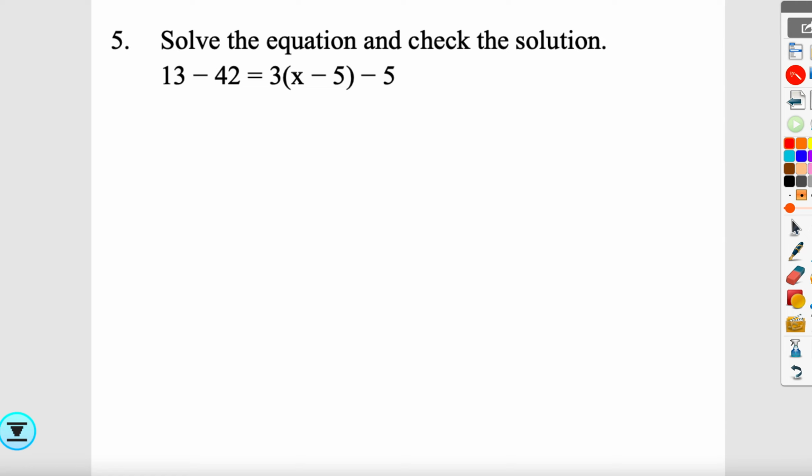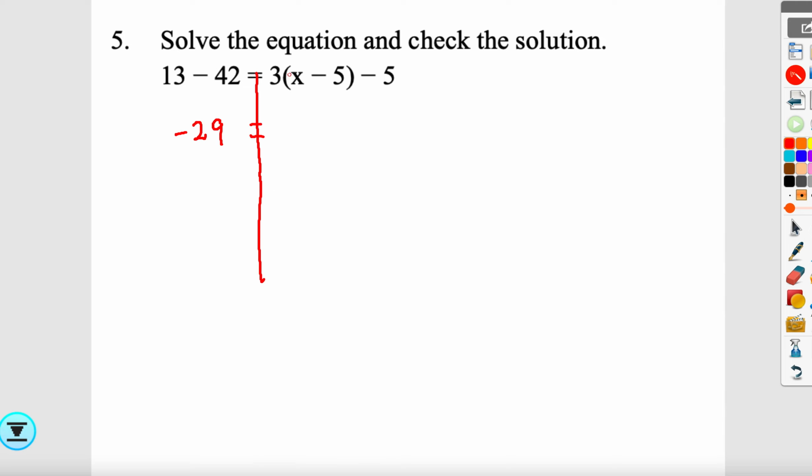We have to solve this equation. This is a bit of an intense one, right? And we're going to check the solution. So draw the line on the equal sign. To solve this, combine like terms on the left side. 13 minus 42 is negative 29.